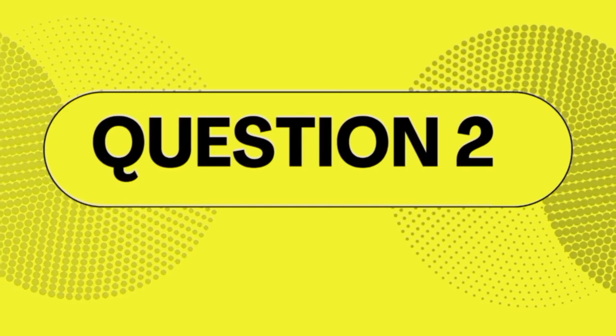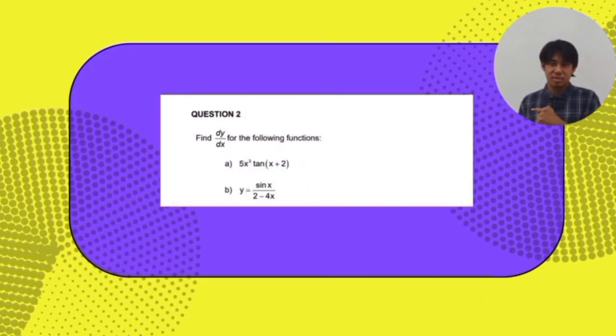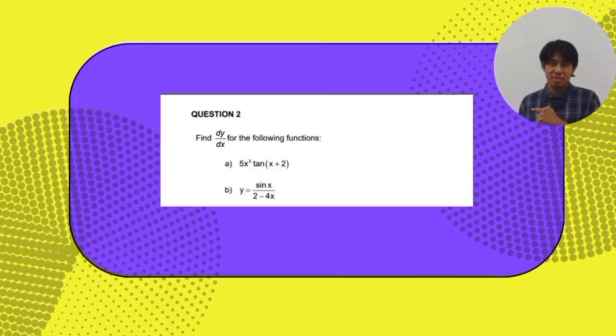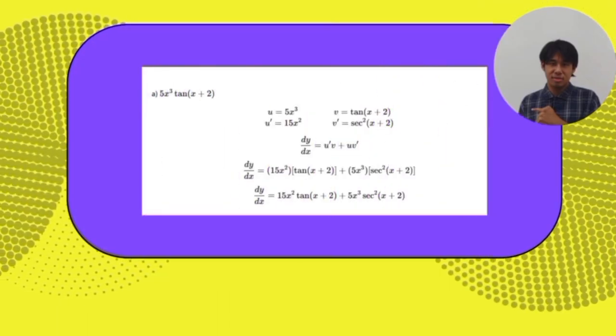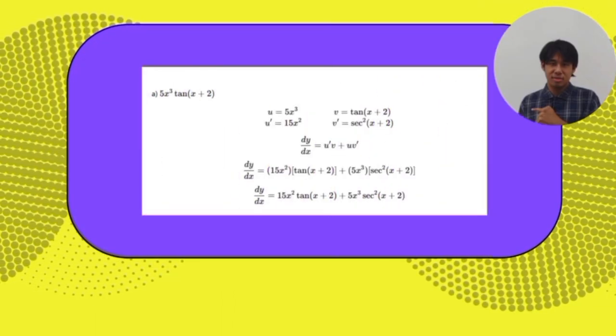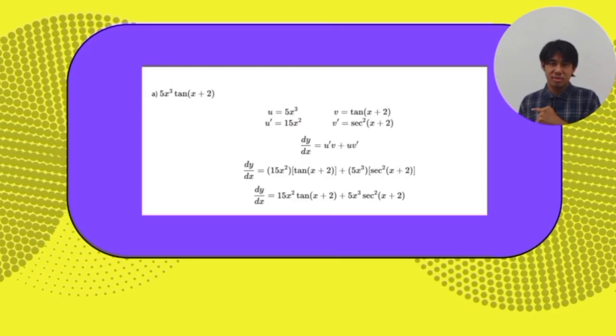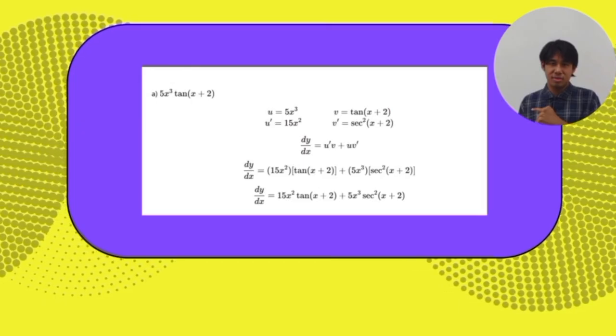So let's answer question number 2, and that is to find dy divided by dx for functions a and b. Let's start with function a first. Function a, I have y equal to 5x to the power of 3 multiply tan x plus 2. This is a product of two functions, 5x to the power of 3 and tan x plus 2. So I will use the product rule, and that is dy divided by dx equal to u prime multiply v plus u multiply v prime.